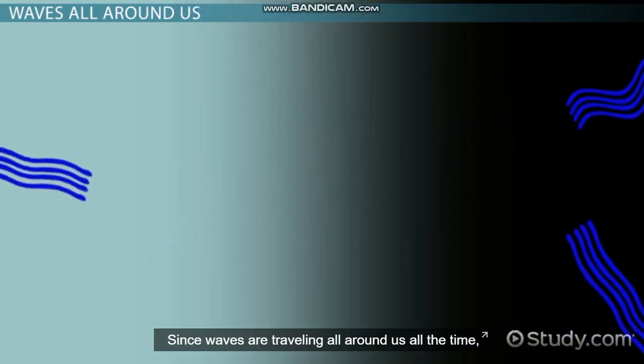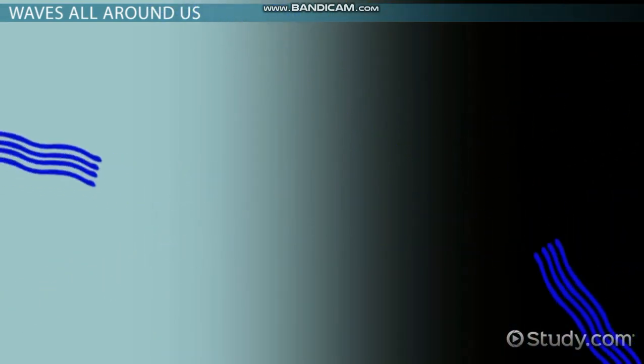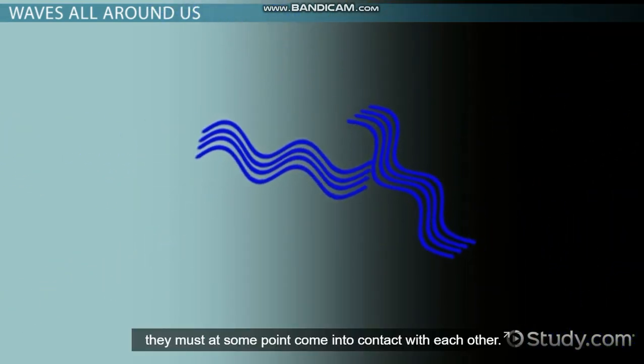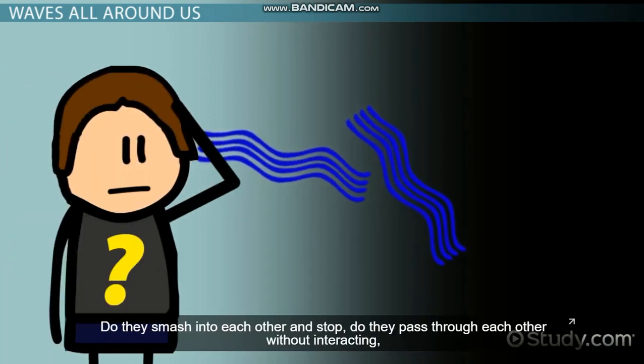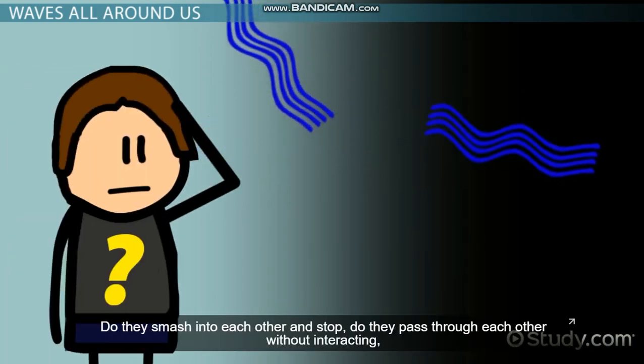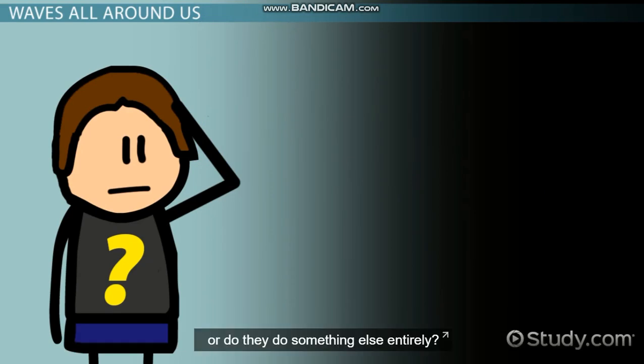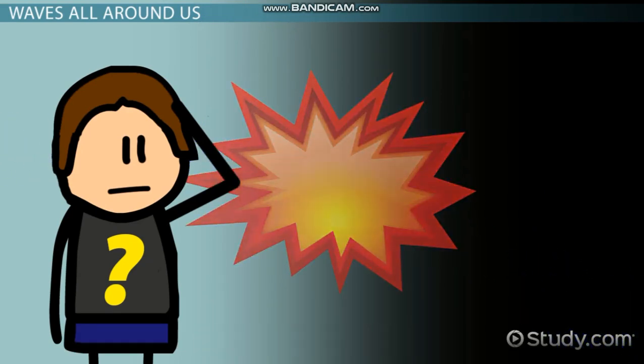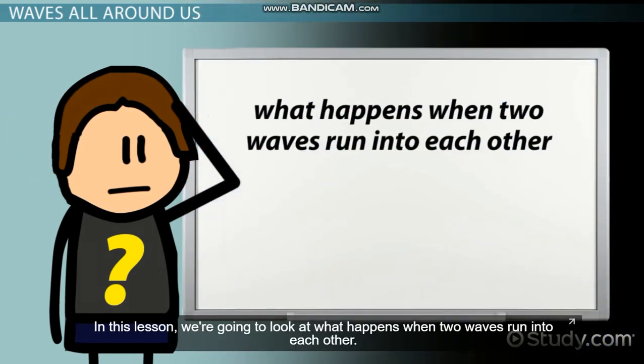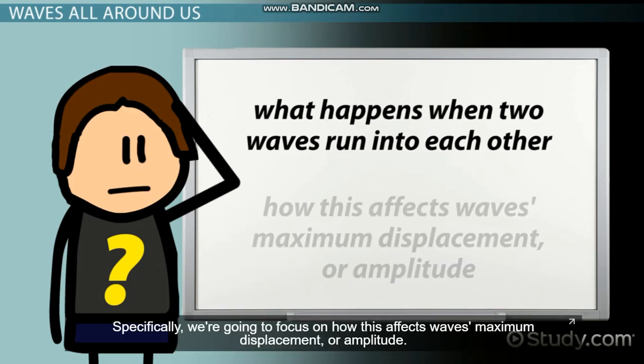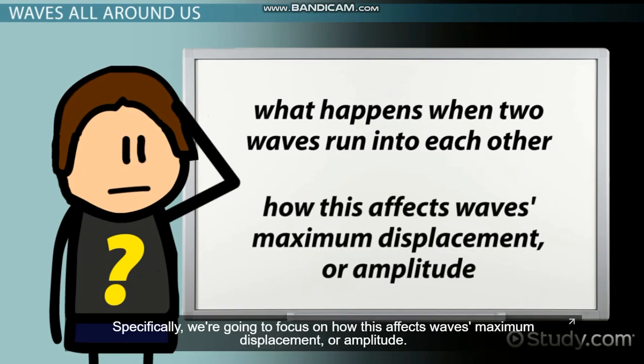Since waves are traveling all around us all the time, they must at some point come into contact with each other. Do they smash into each other and stop? Do they pass through each other without interacting? Or do they do something else entirely? In this lesson, we're going to look at what happens when two waves run into each other. Specifically, we're going to focus on how this affects waves' maximum displacement, or amplitude.